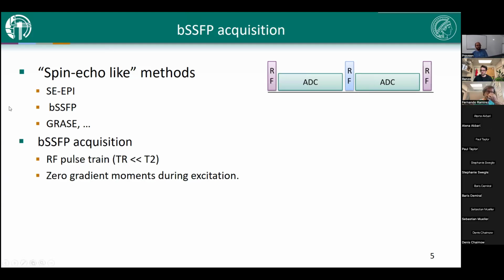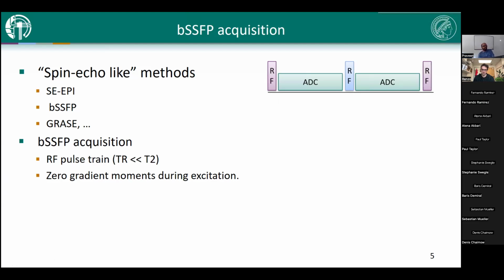So you need rapidly repeating RF pulses interleaved with some acquisitions, which can be gradient encoded. At the beginning of every RF pulse, all the gradient moments have to be nulled. Here we are not applying any gradient, so you don't need anything. This is the simplest sequence. You don't need any spoiler. It's just rapidly repeating RF pulses.